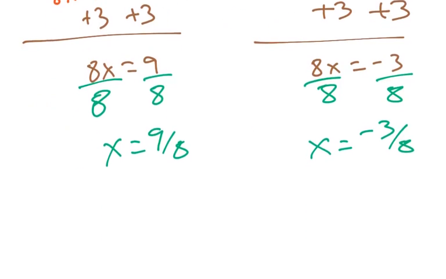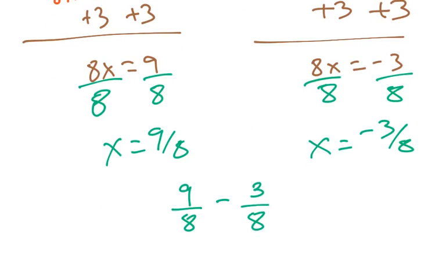Now it says what's the sum of the solutions. So if you read the packet, it actually says to find the sum. So that means you're going to add them together. And so this gives me 6/8, which reduces to 3/4. Okay.